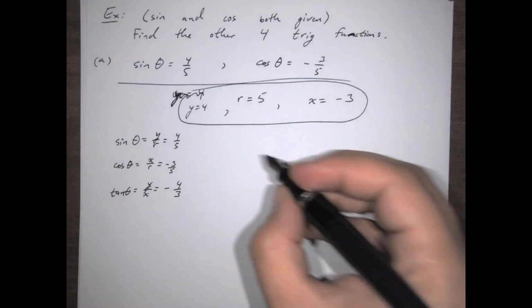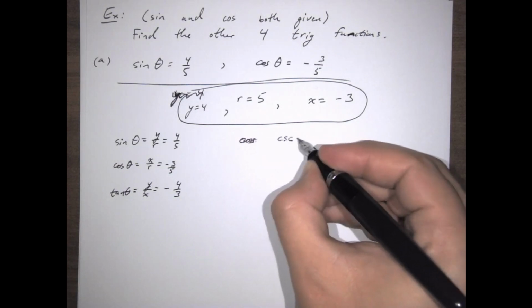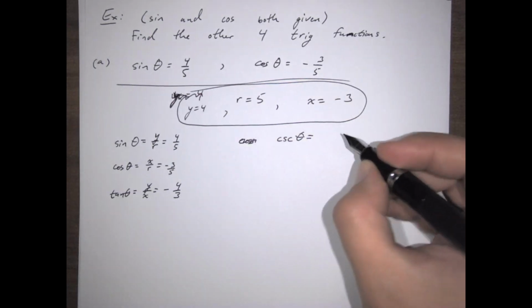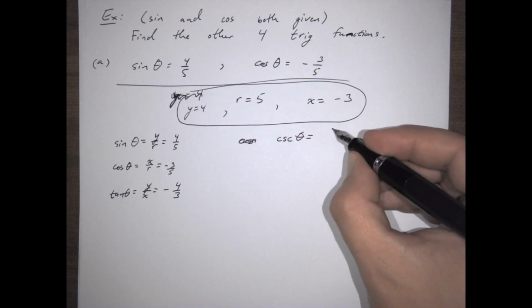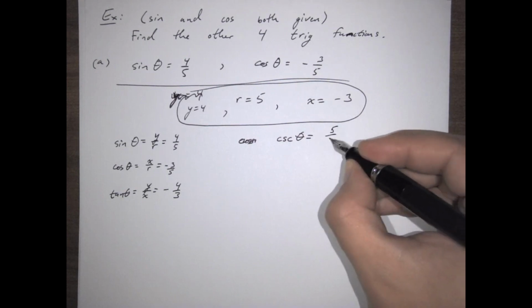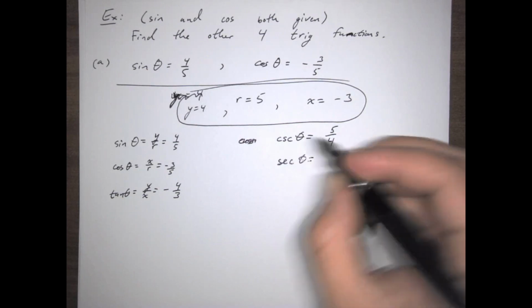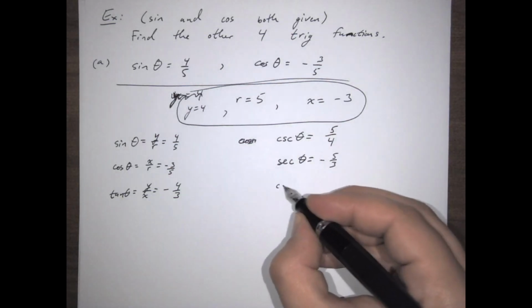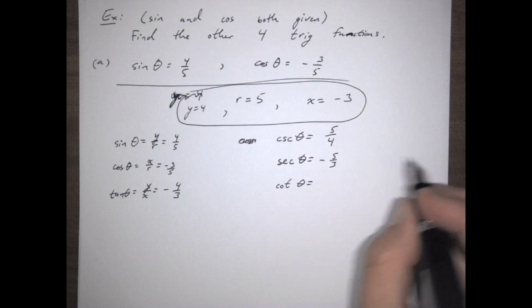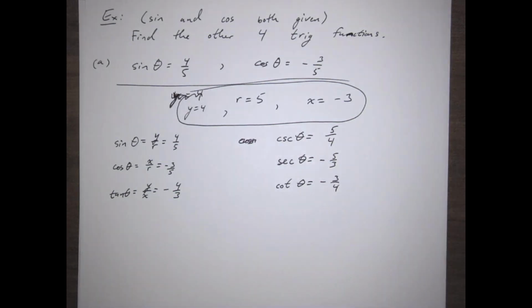And then we can also do the cosecant, which are the reciprocals of all of these, so we can do the reciprocal functions now for each of these. So that's going to be 5 over 4. This one, the secant of theta, is going to be negative 5 over 3. And then the cotangent of theta is going to equal negative 3 over 4. So it's nice and easy when the sine and the cosine are both given to us.